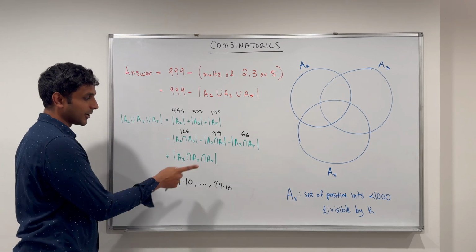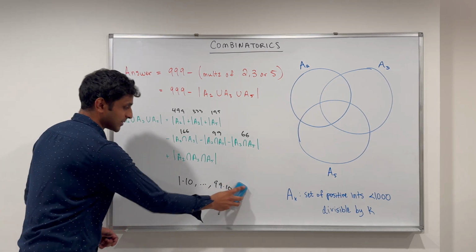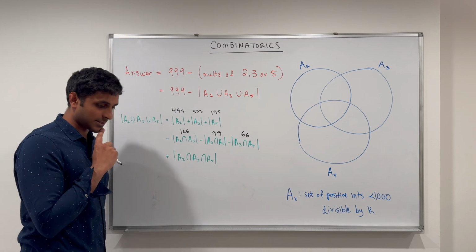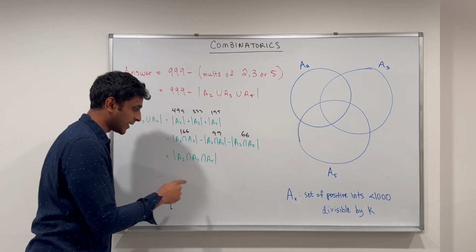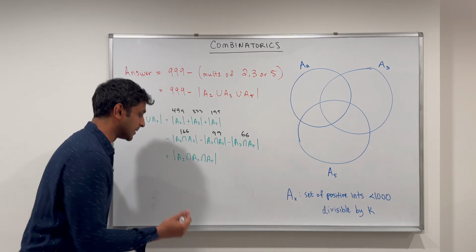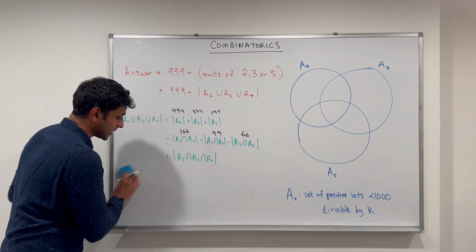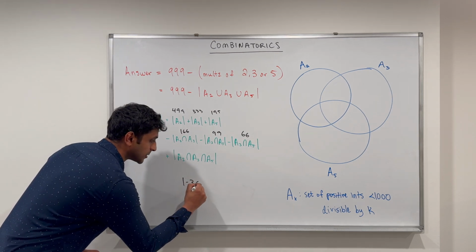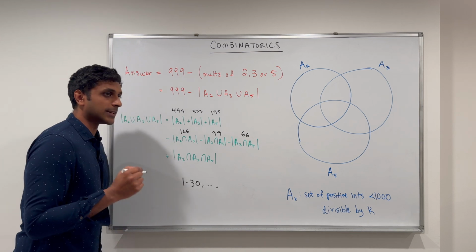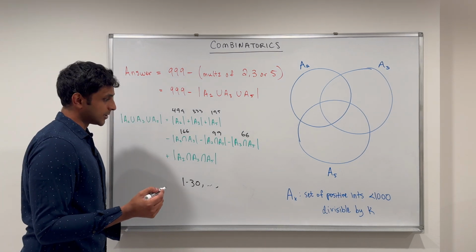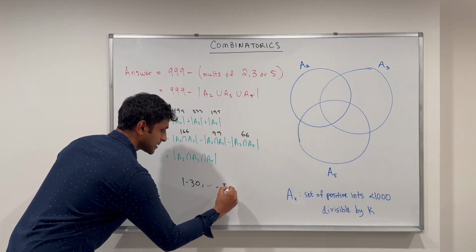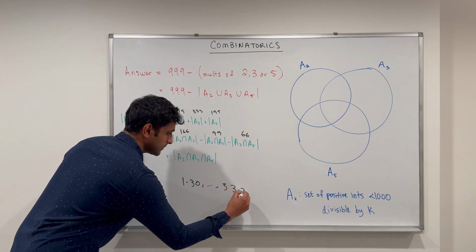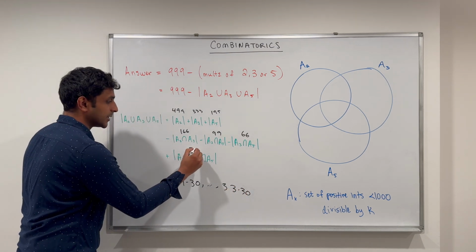And now you can think about this. A sub 2 intersection A sub 3 intersection A sub 5 is multiples of 2 times 3 times 5, which is multiples of 30. For multiples of 30, you go from 30, which is 1 times 30, to 990, which is 33 times 30. So that means this is 33.